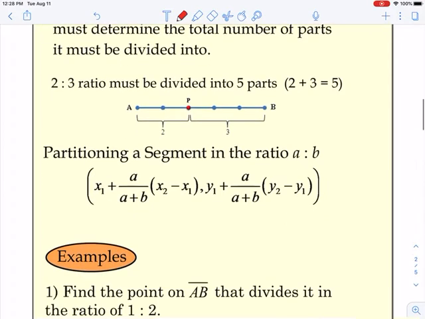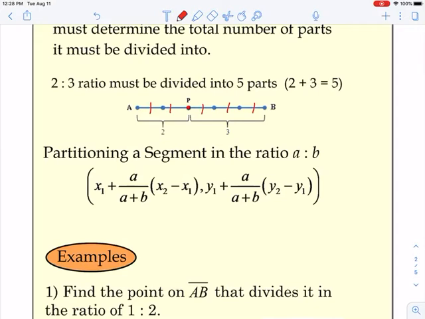So in other words, if you have a ratio of 2 to 3, that's really 5 parts. So again, if you look at line segment AB, and a ratio of two-thirds, there's 1, 2, 3, 4, 5 sections total. So it's really breaking that into 5 separate parts.